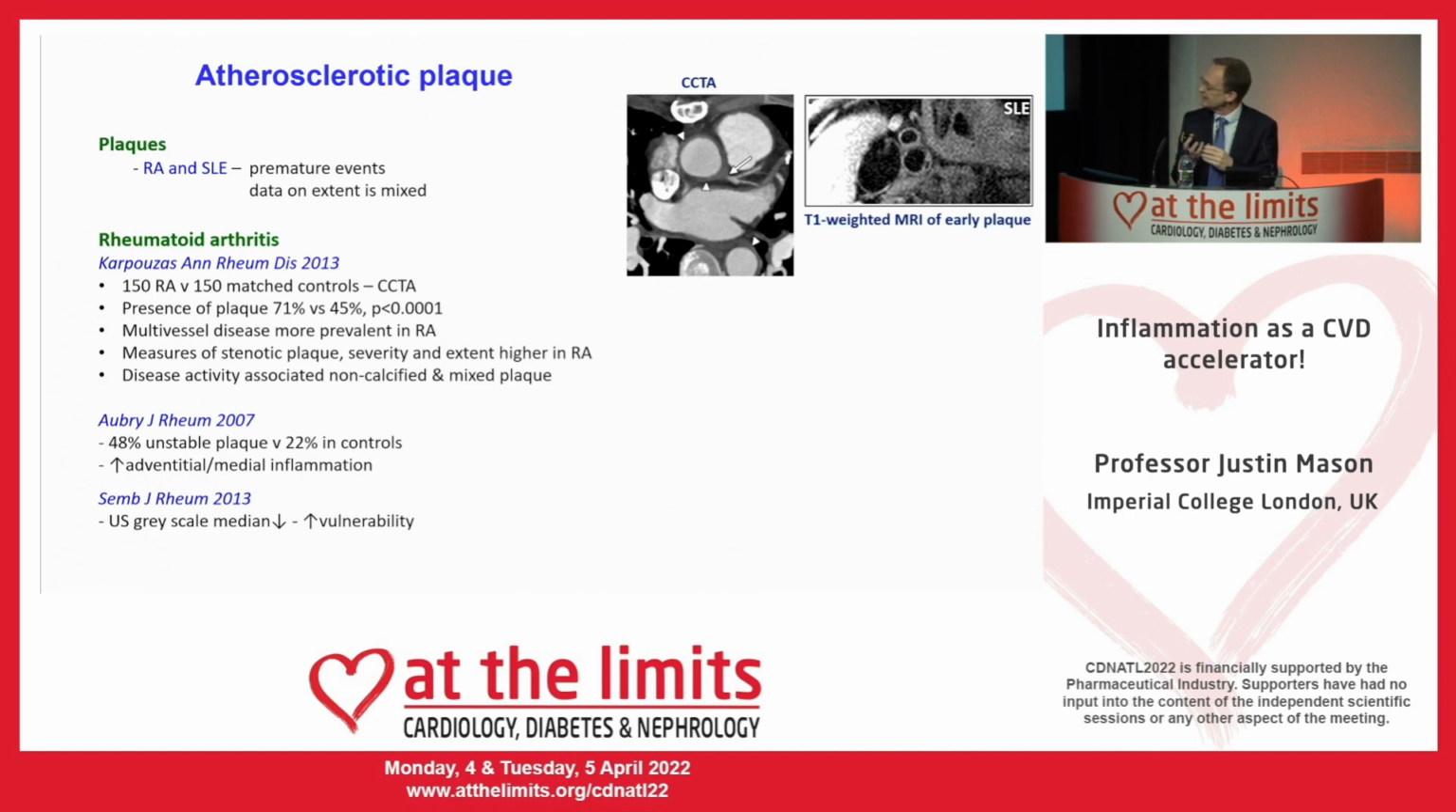And this study, published in 2013, looked at 150 rheumatoids and 150 age and sex-matched controls, and indeed shows that there was 71% plaque in the RA patients versus 45% in the controls. Multi-vessel disease was more prevalent. The plaque characteristics were more severe in terms of stenosis severity scores. And interestingly, the joint disease activity indices correlated with the presence of non-calcified and mixed higher risk plaque.